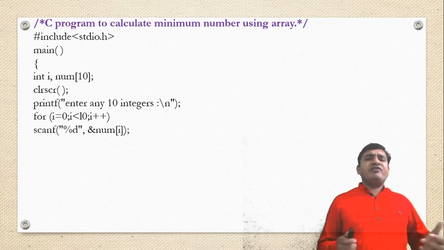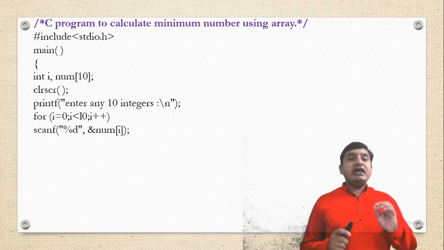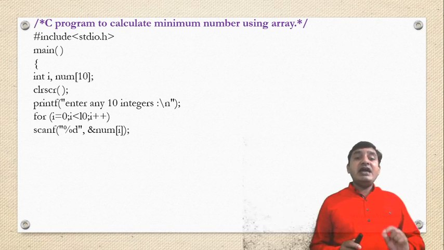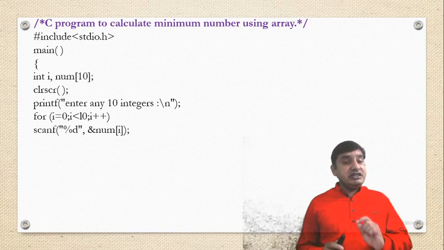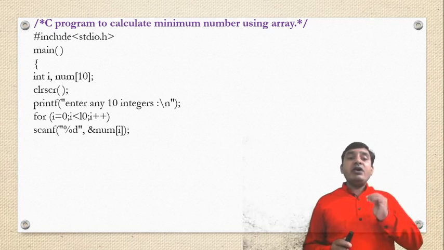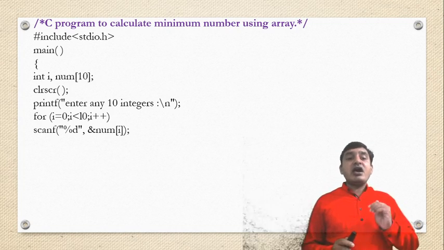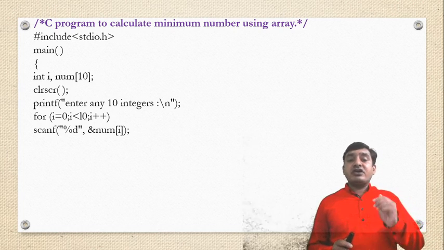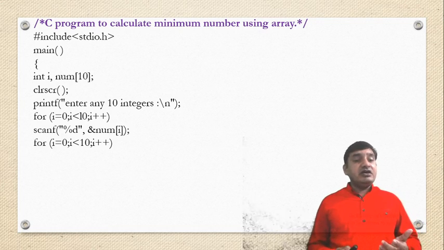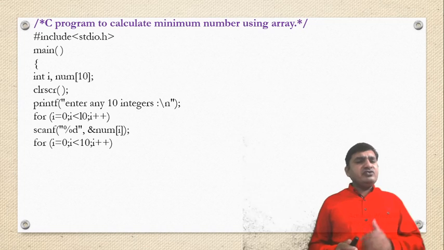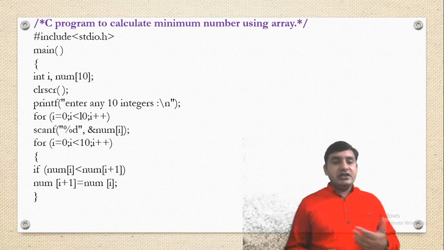For that we use the input function, that is the scanf function. All these 10 numbers are integers, and therefore we use %d and num[i]. i starts from 0 and is less than 10. We enter num[i] as long as the condition is satisfied, that is i < 10, and then i is incremented by 1. Now again we use a for loop, with i = 0, i < 10, and i incremented.